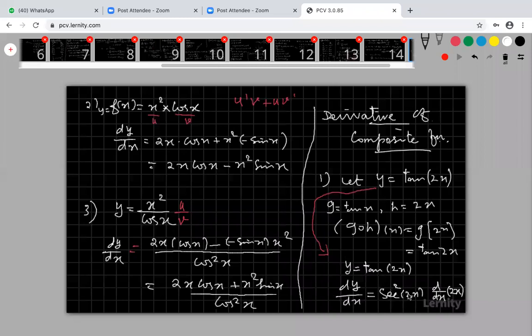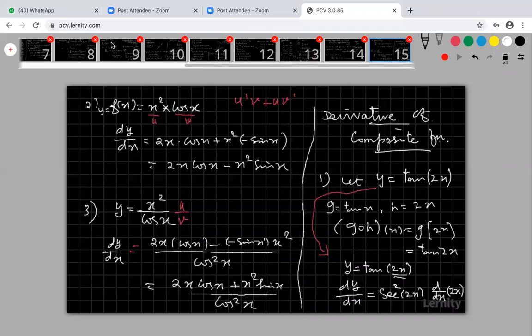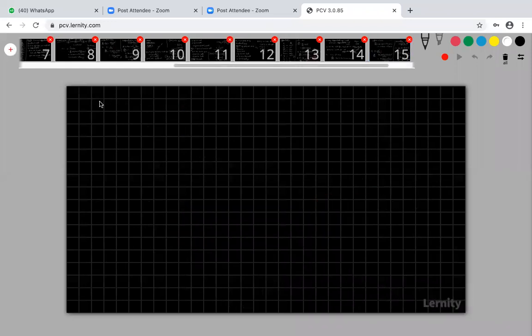Tan x differentiation is secant square x. You consider this as x, so therefore here I am getting secant square 2x as it is. And now differentiate this function again, d by dx of this 2x. 2x differentiation is 2 alone. So therefore my dy by dx is secant square 2x into 2. X differentiation is 1, so therefore this is 2 secant square 2x.